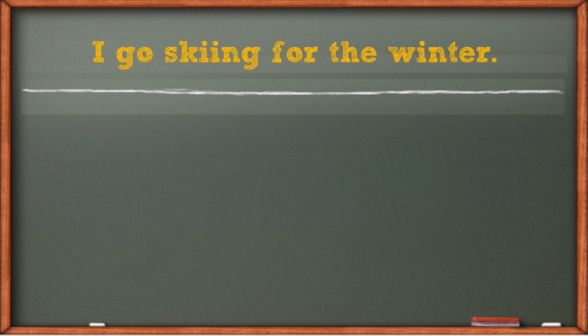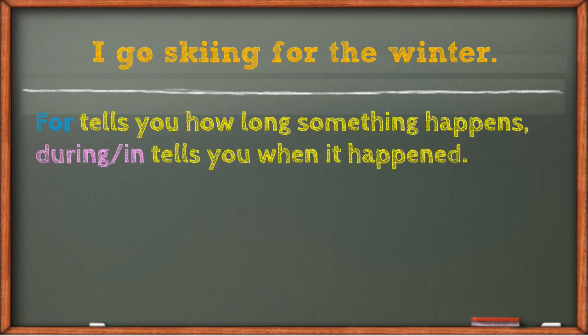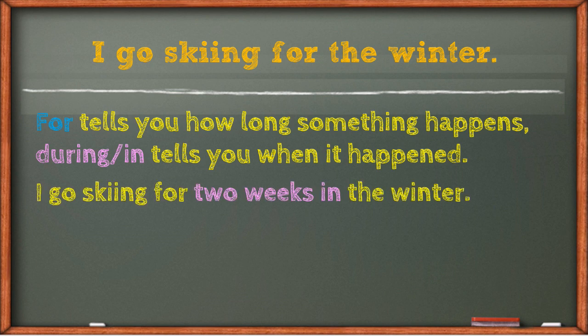I go skiing for the winter. "For" tells you how long something happens. "During" or "in" tells you when it happened. I go skiing for 2 weeks in the winter.